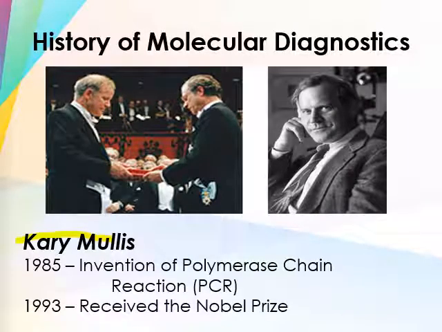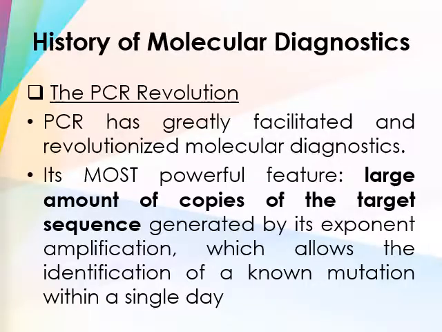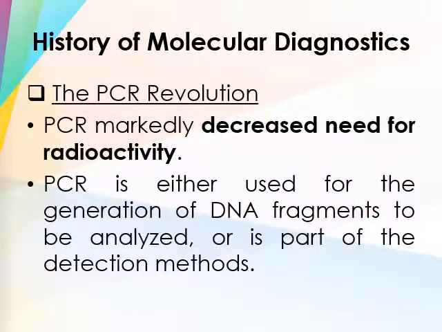So Kary Mullis, in 1985, invented the PCR, and then in 1993 he received the Nobel Prize. The unusual origins of the PCR, 1993. So the PCR revolution. PCR has greatly facilitated and revolutionized molecular diagnostics. The most powerful feature is the large number of copies of the target sequence generated by exponential amplification, which allows identification of a known mutation within a single sample. So PCR markedly decreased the need for radioactivity. It is either used for generation of DNA fragments to be analyzed or is part of the detection method.